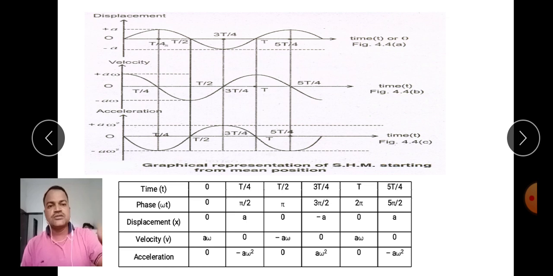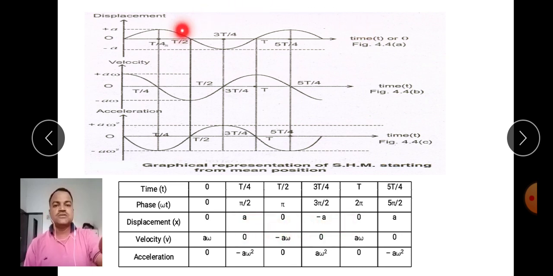We draw the velocity curve, velocity versus time. Velocity is equal to plus A omega at mean position. It means that at omega t equal to 0, velocity is plus A omega. So therefore the particle will start here. At the pi by 2, the velocity becomes 0. At the 3 pi by 2, velocity becomes maximum, minus A omega, and similarly we can draw the graph of acceleration again.